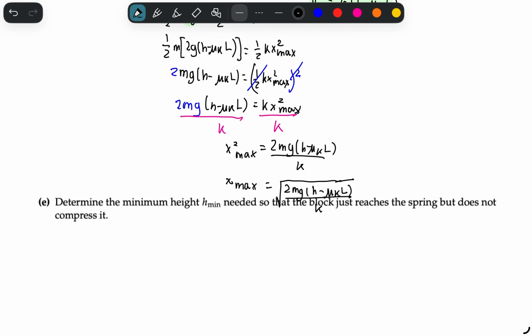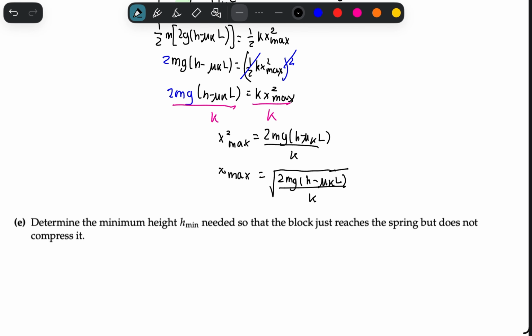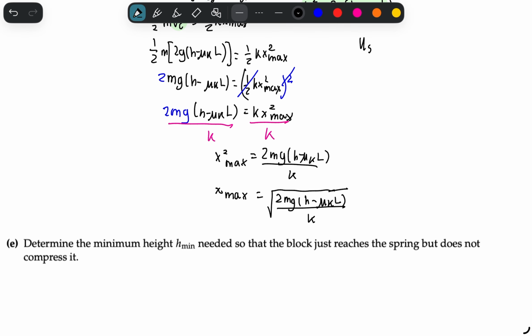All over k. So this makes sense because our spring potential energy comes from the mechanical energy left after the friction removes the energy.